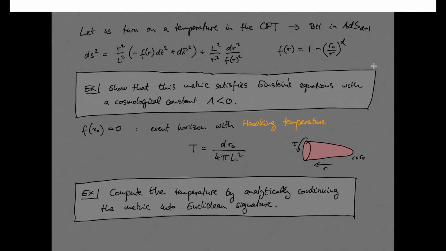Now, the horizon where this f of r function vanishes has a Hawking temperature, and I claim that this is given by this formula here. d is just the dimension in AdS d plus 1. r naught is the constant appearing in the blackening factor, over 4 pi L squared. L was the radius of the AdS space in the UV, meaning r goes to infinity. Your exercise now is to compute this temperature.